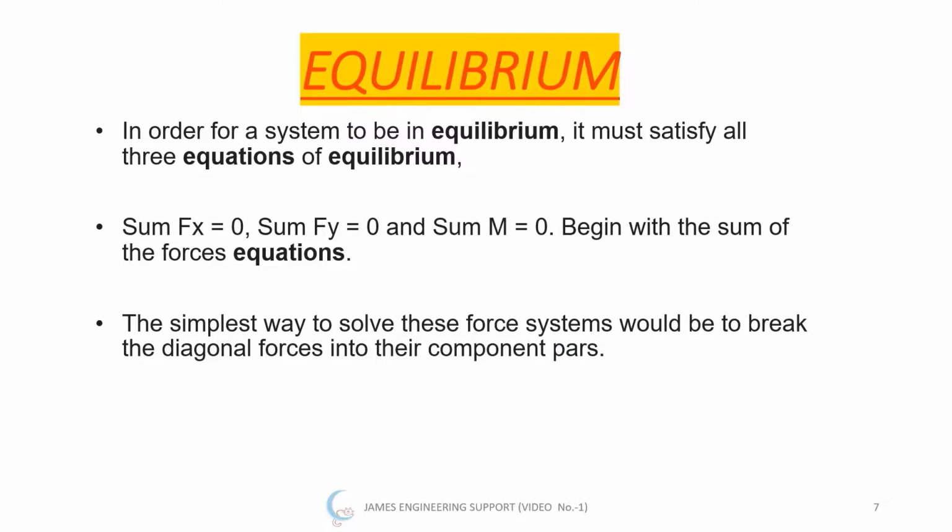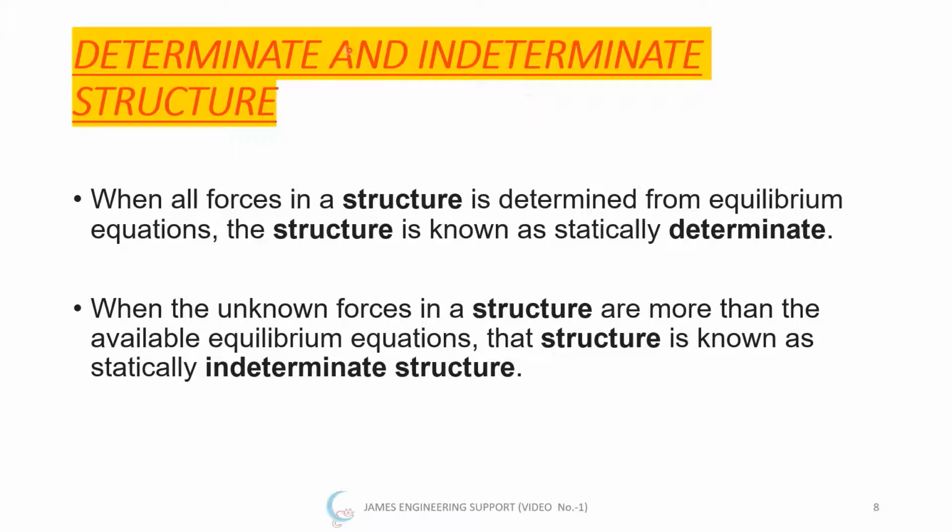So what is a determinate and indeterminate structure? When all forces in a structure are determinable from the equilibrium equations, the structure is called a statically determinate structure. All branches, including mechanical and civil, need to know this. Next, when the unknown forces in a structure are more than the available equilibrium equations, that structure is known as a statically indeterminate structure. This is applicable to mechanical, civil, production, automobile, or construction engineering students.